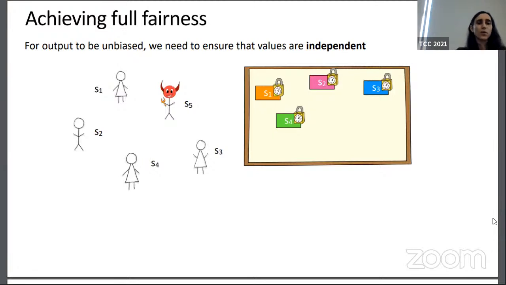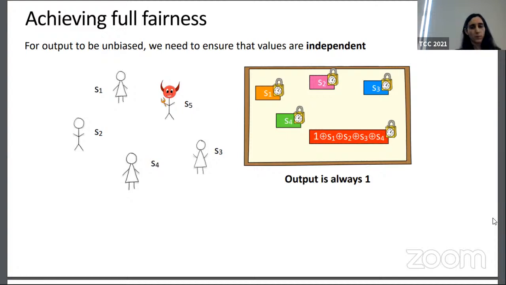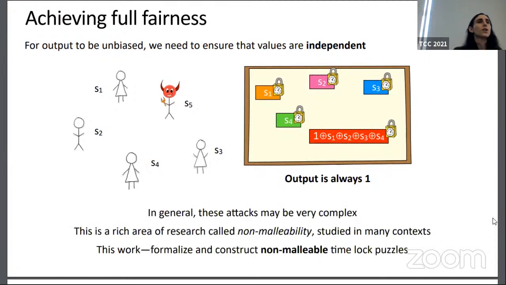And going back to our protocol, if you can do this, you can clearly always bias the output. So the security notion that prevents against this type of attack is called non-malleability. It's studied in many contexts and captures all of these types of maybe very complex or arbitrary attacks. And in this work, what we do is we formalize and construct non-malleable time lock puzzles, and we show that they do give fairness in this protocol.